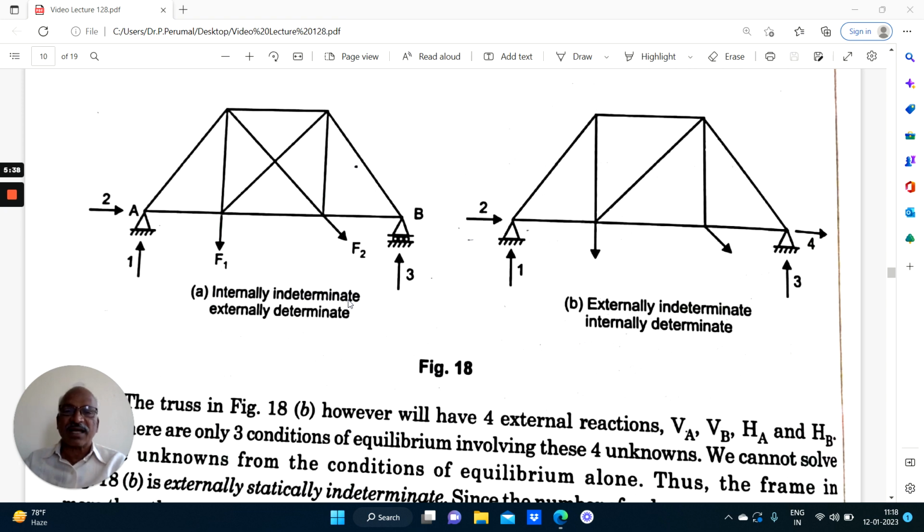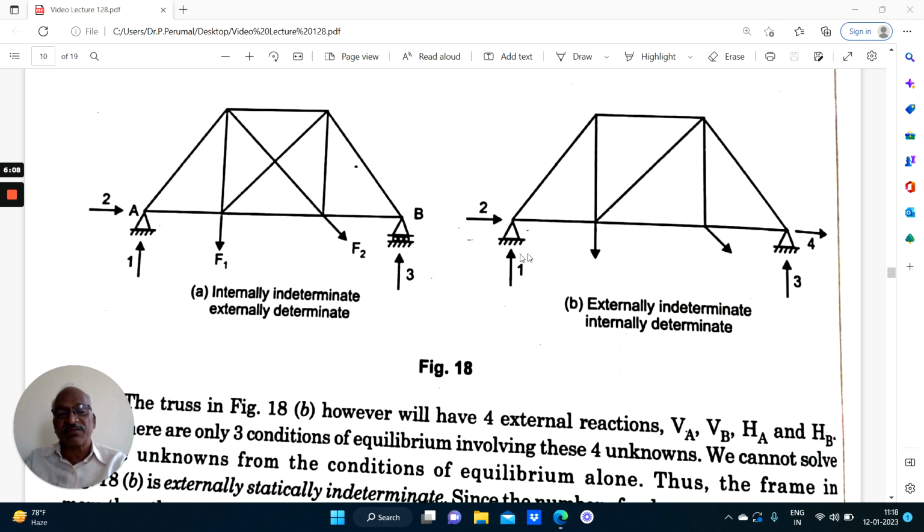A structure can be both internally as well as externally indeterminate. That is, it can have more members and also more support reactions. Now, the truss shown in figure A is internally indeterminate. That is, it has one extra member. We'll discuss how to find out the degree of indeterminacy. This has one extra diagonal member.